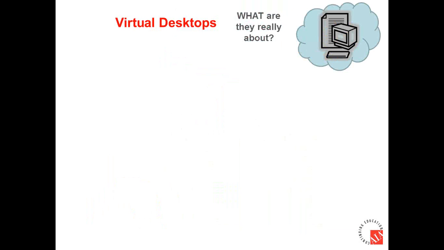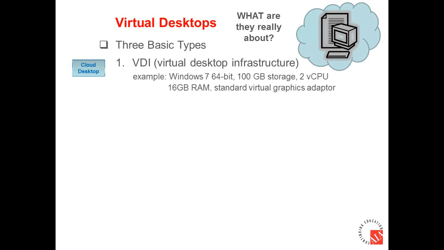So virtual desktops, what are they really about? There are three basic types, when you boil it all down. The one that's been around the longest, a regular cloud desktop, is a thing called a VDI. That stands for Virtual Desktop Infrastructure. It also stands for Virtual Desktop Interface. They're both out there. I can't figure out which one takes precedence, but they're used interchangeably.